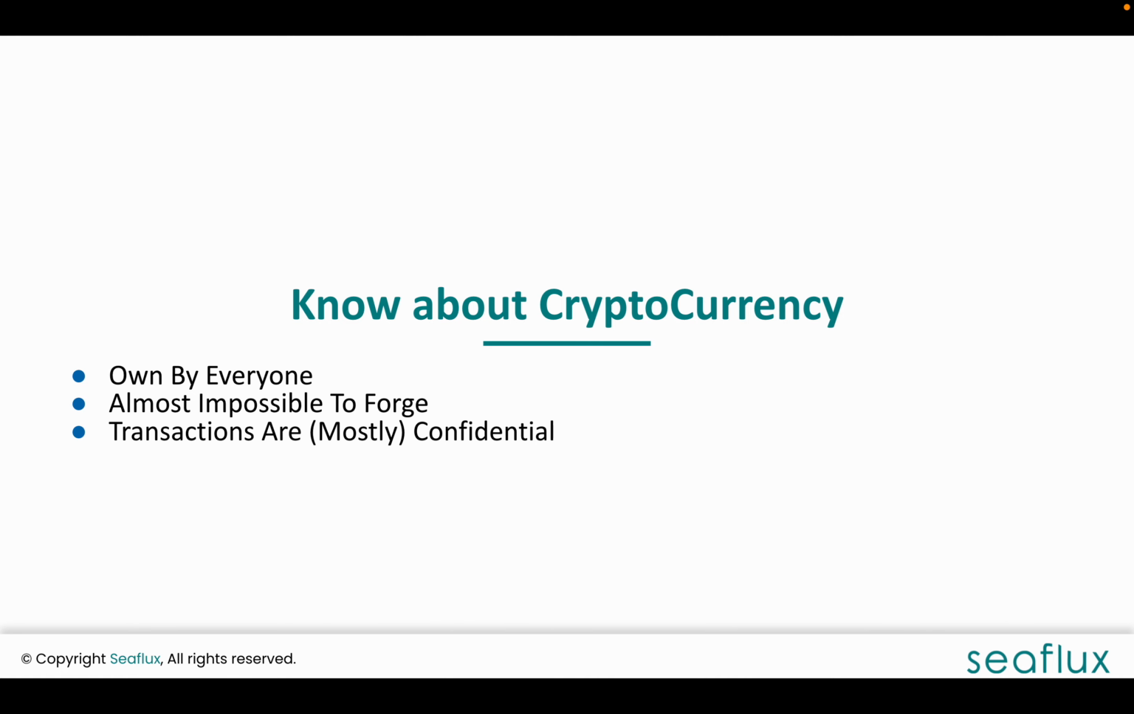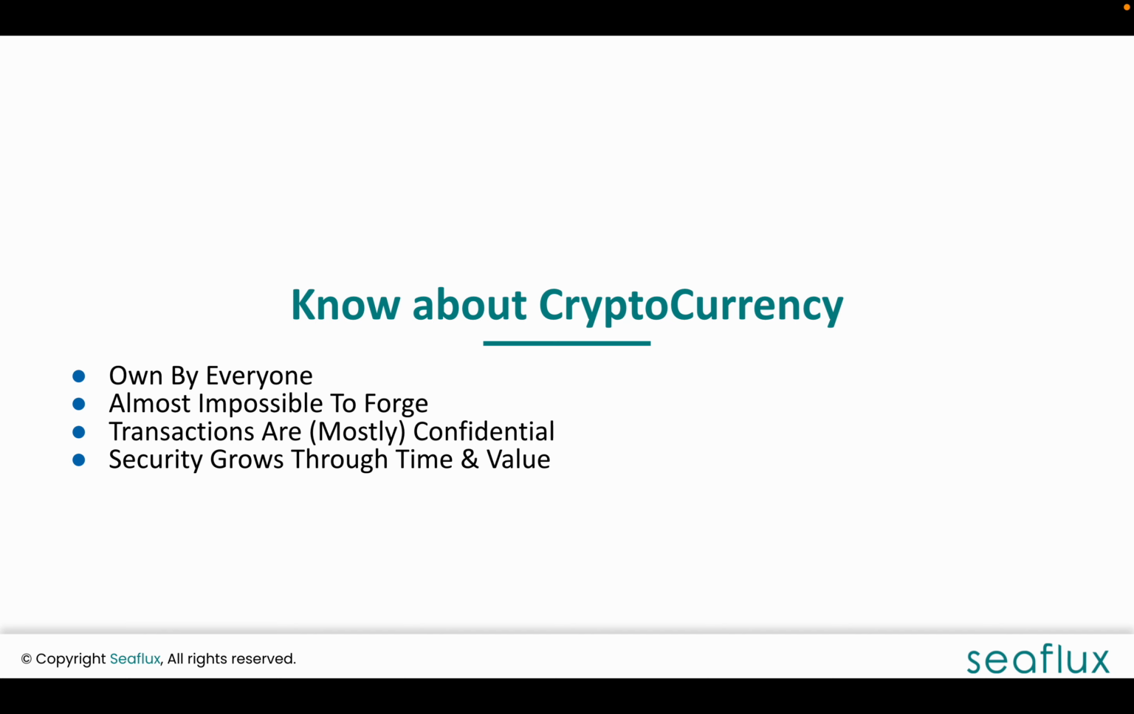Next, transactions are mostly confidential. So what is the meaning of this? In our traditional currency, whatever you spend or purchase, when you transfer your money to someone else's account, the whole transaction details can be seen by the banks and the government also. In cryptocurrency this can't happen. Why? Because cryptocurrency transactions are totally encrypted and stored in the blockchain, so no one can identify how much cryptocurrency you spend. So this is the main reason transactions are mostly confidential.